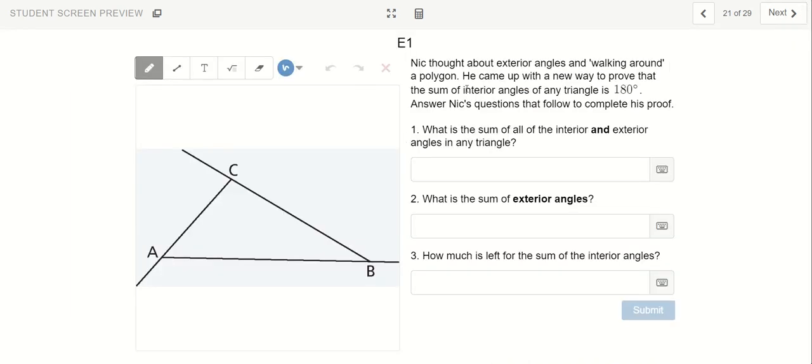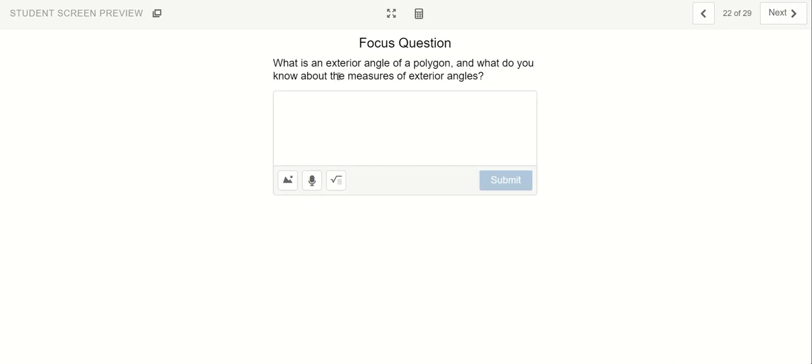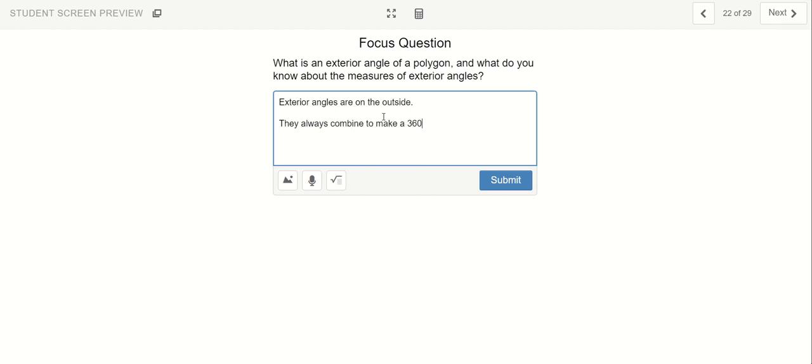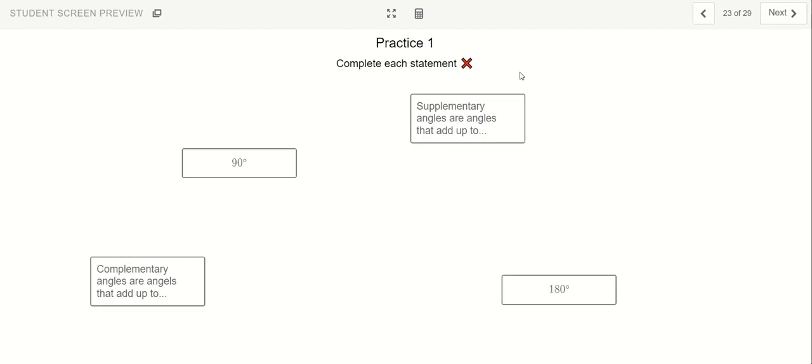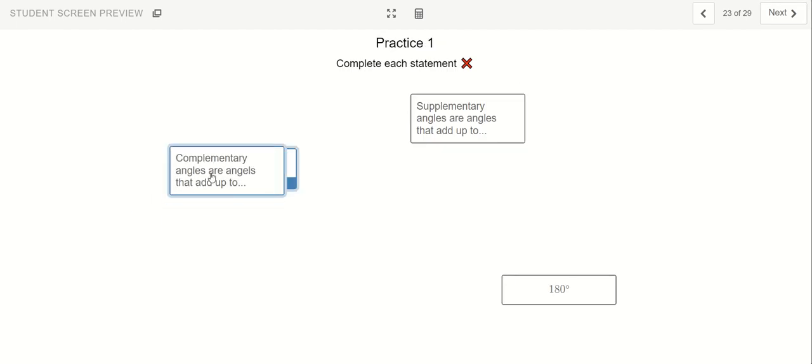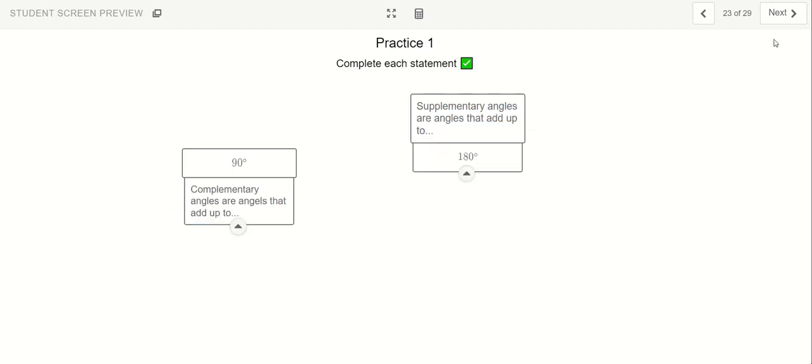So here, we're going to skip E1. So what's an exterior angle of a polygon? So exterior angles are on the outside. They always combine to make a 360 circle. All right, let's answer these last review questions. So again, complementary means 90, supplementary means 180.